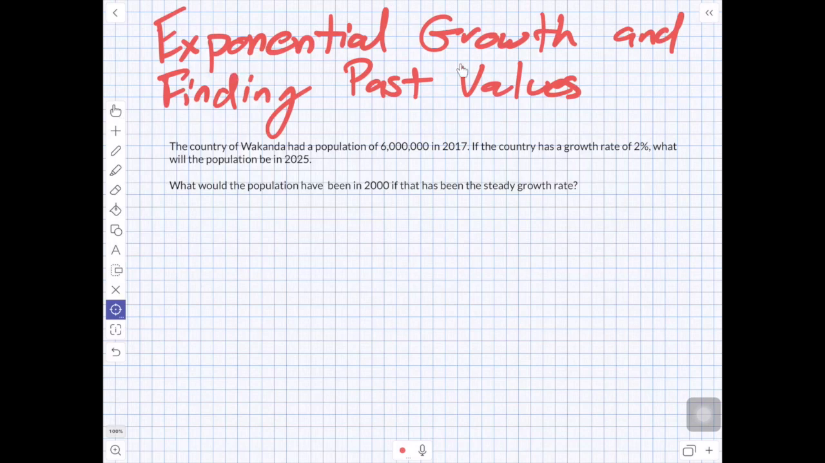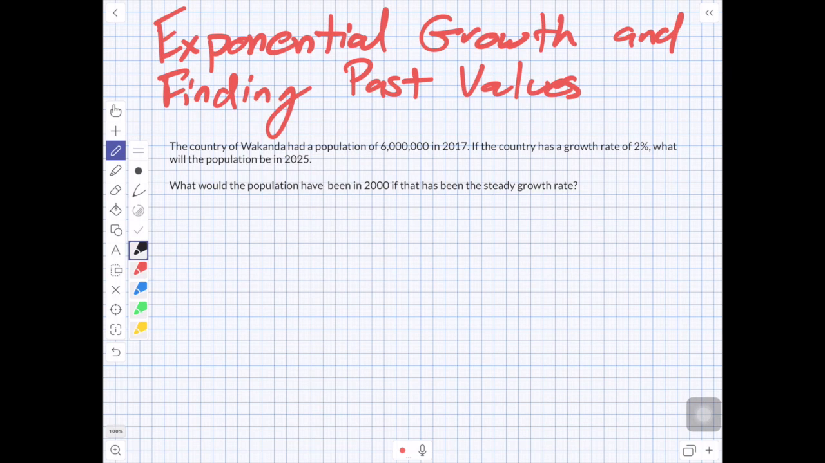We're going to look at exponential growth and finding past values. So here is our scenario. It says the country of Wakanda has a population of 6 million in 2017. If the country has a growth rate of 2%, what will the population be in 2025? And then the second question is, what would the population have been in 2000 if that had been the steady growth rate? So we're going to address this two ways.